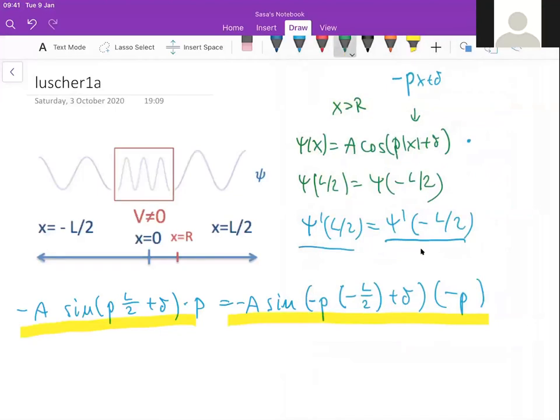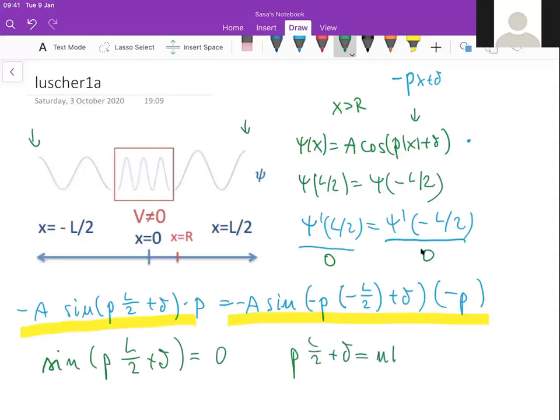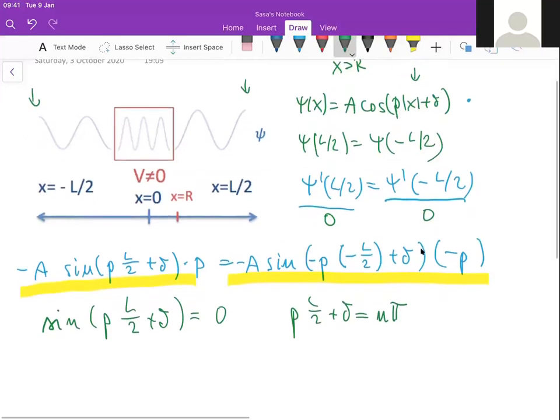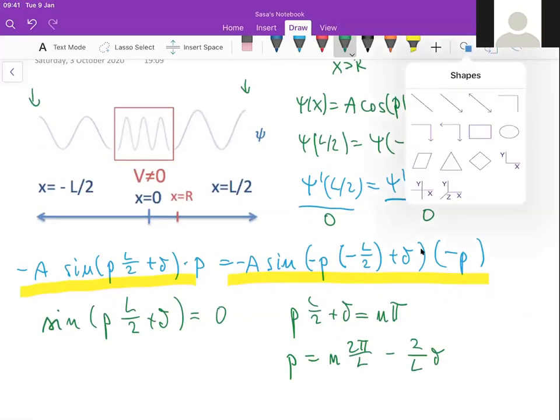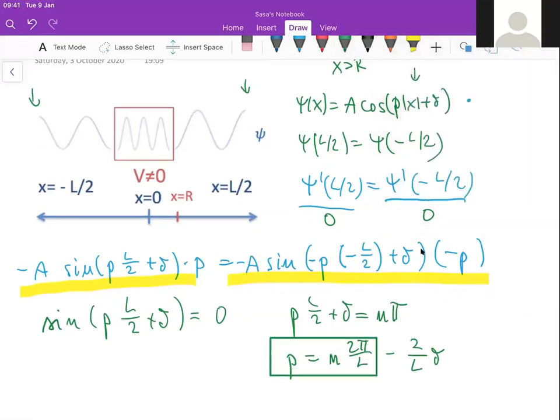So basically you see that the left-hand side has to be zero and the right-hand side has to be zero. That's also apparent on the picture. You see this derivative is equal to this derivative. The only way to do it is to make them both zero. So this means that sine of p L/2 plus delta should be zero. And this is achieved at the momenta where this is equal to n pi. So let's extract the momentum. The momentum is n times 2 pi over L minus 2 delta over L, which let me circle because it's the Lüscher equation for this simple one-dimensional case.